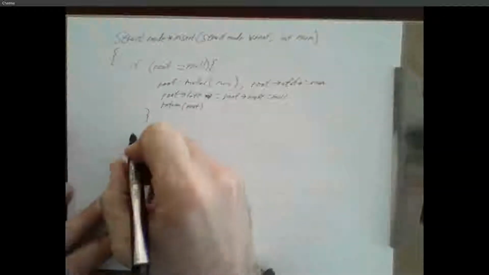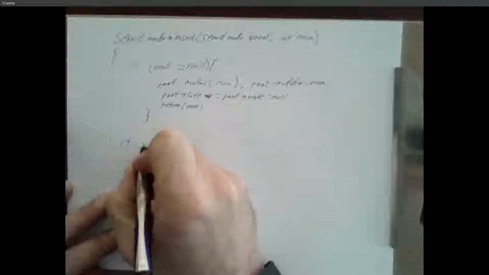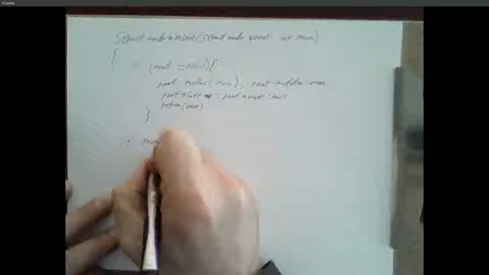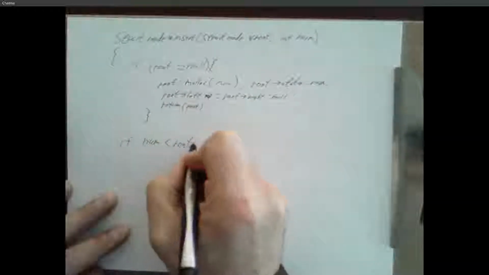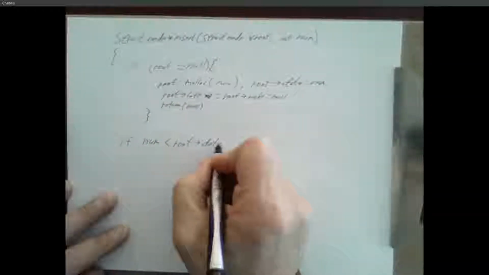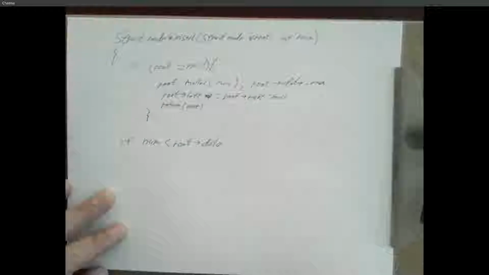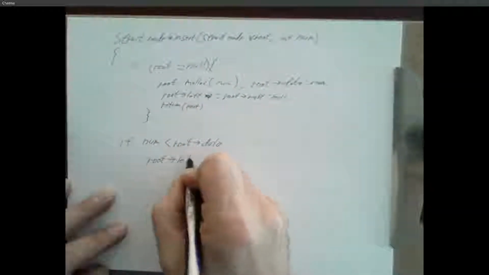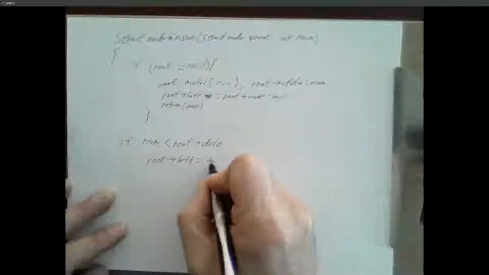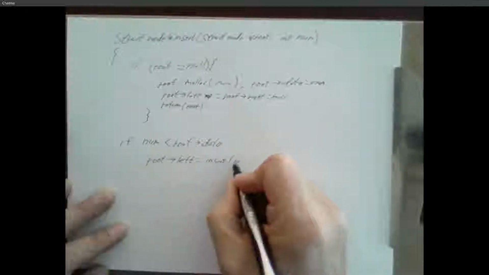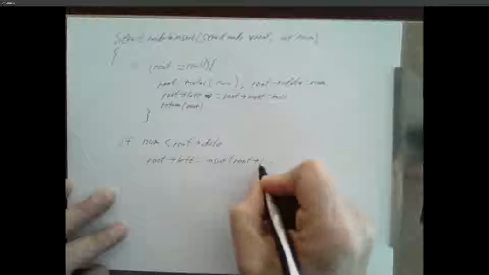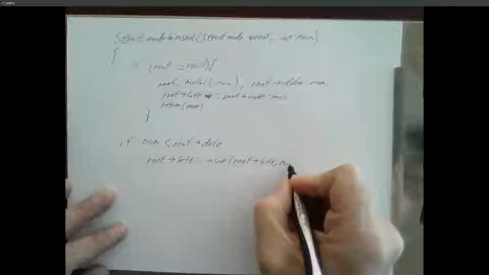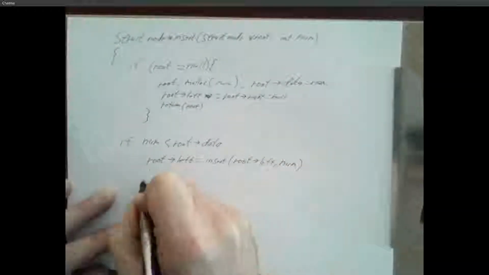Otherwise, we do the following. If our number is less than the root data, then root left equals insert root left, comma num, and return the root.